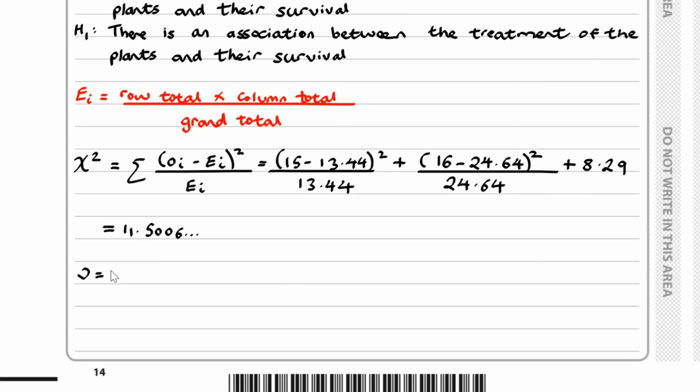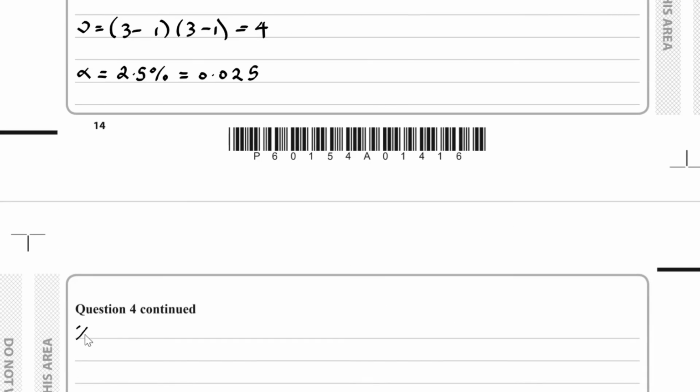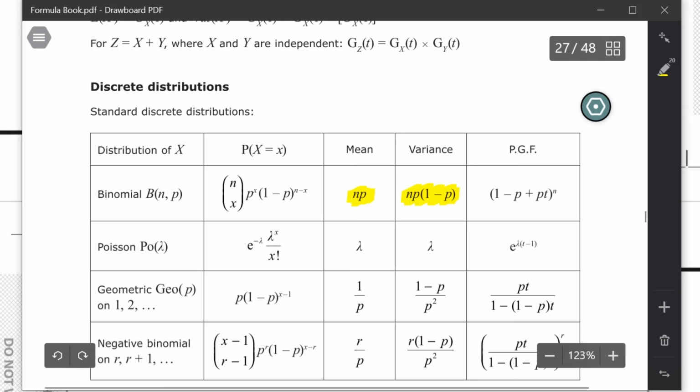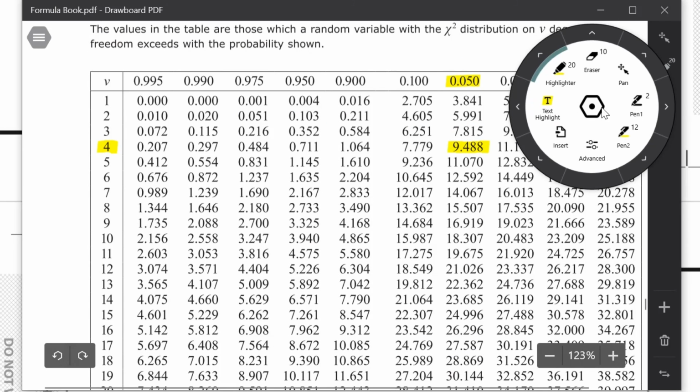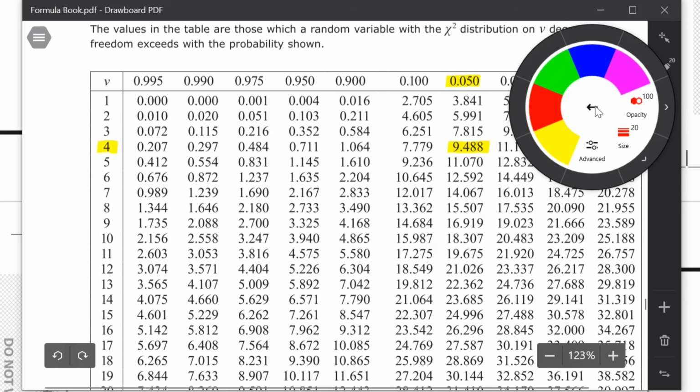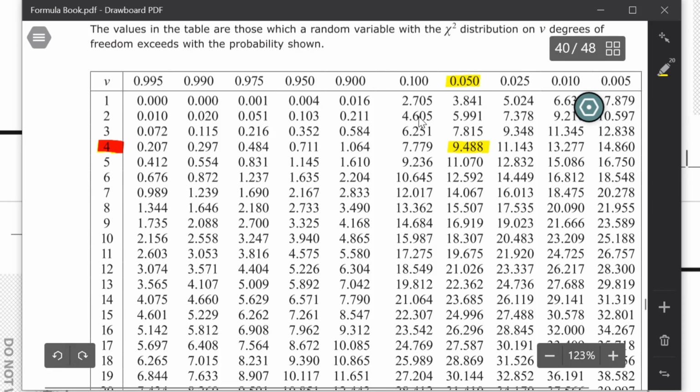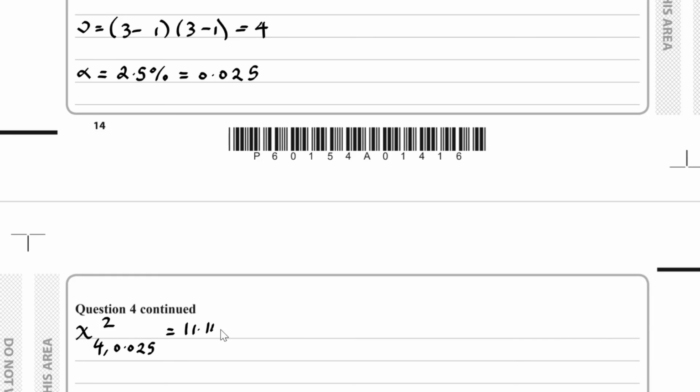We have 3 rows, 3 columns, so the degrees of freedom, we have 3 minus 1, lots of 3 minus 1, which is 4. We're testing at the 2.5% level of significance, so we can find out from here our critical value. Working this out, we'll have to go to the formula book. So we have 4 degrees of freedom, testing at the 0.025 level of significance, and what you'd find is the critical value, that's 11.143.